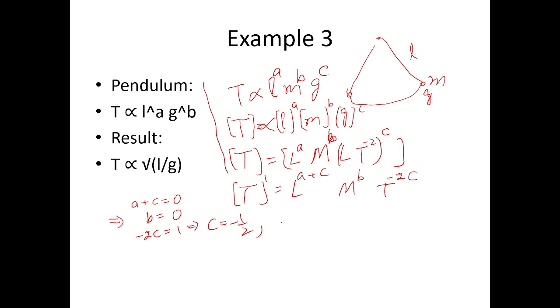Similarly, putting this minus 1 by 2 here, so A plus C, that means A minus 1 by 2 is 0. So that means A is equal to 1 by 2. So what we are left with: C is minus 1 by 2, B is 0, and A is 1 by 2. So putting these values in this relation.